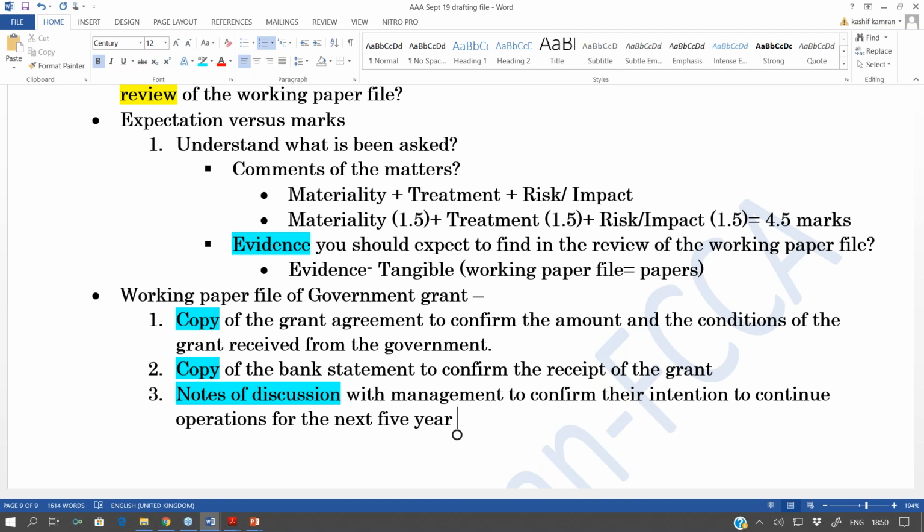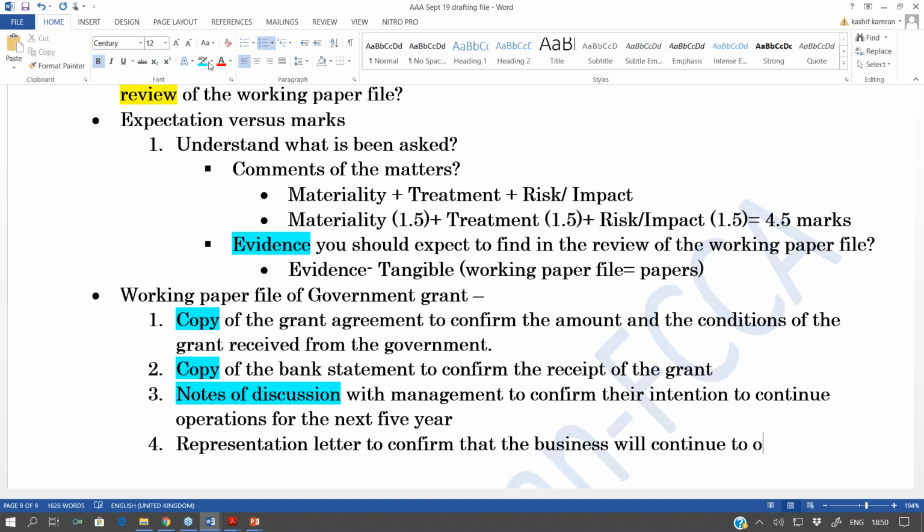Right? So anything which belongs to the auditor, like the representation letter to confirm that the business will continue to operate in the next 5 years. Right. If something belongs to the auditor, we never write the word copyright. If something belongs to the management, we write the word copy. Please be very clear. If something belongs to the management, we write the word copy.